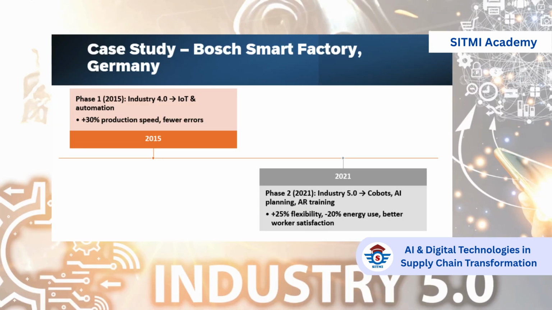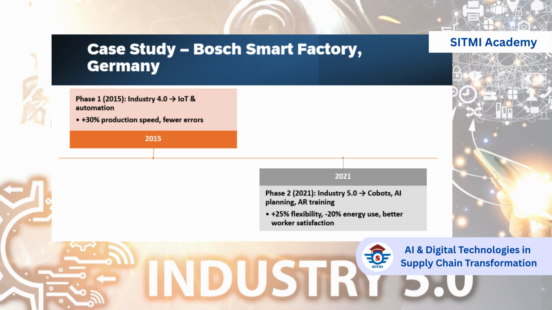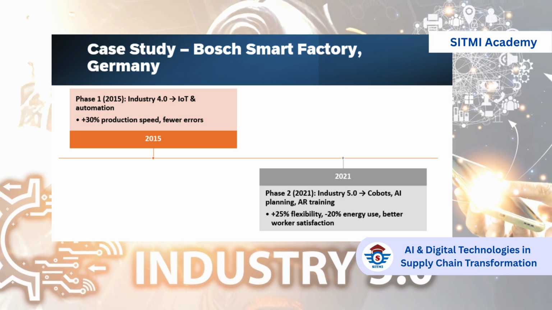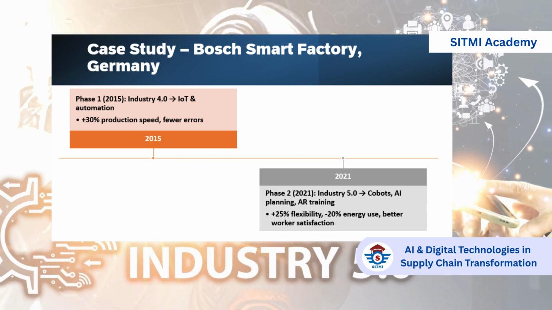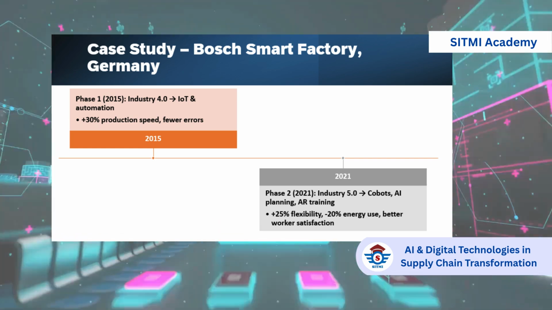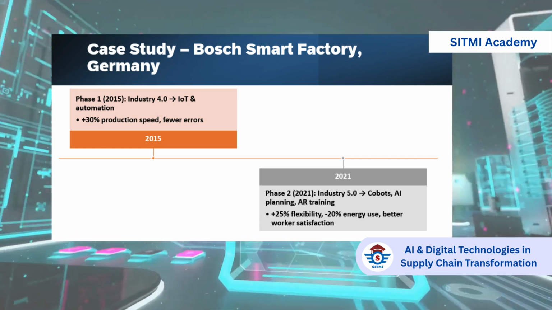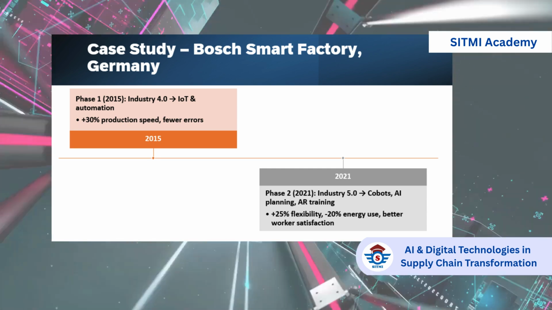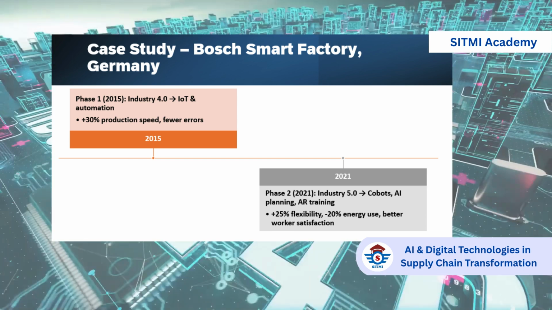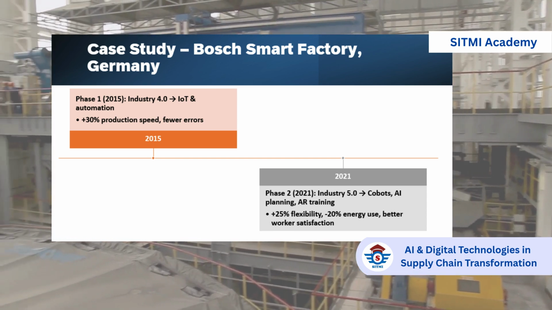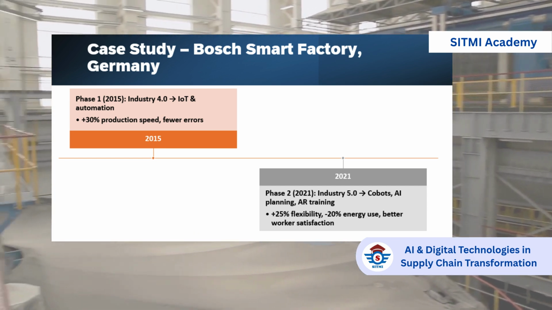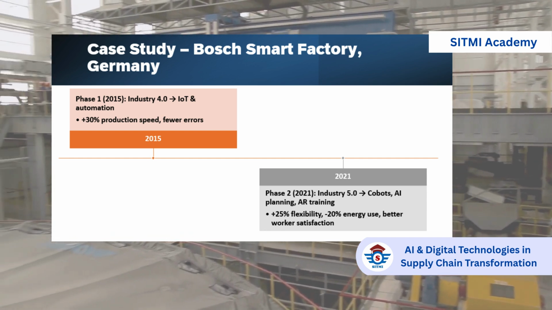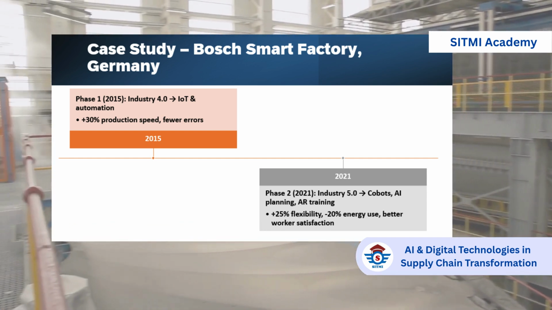A real-life case study demonstrating this transition is Bosch's smart factory in Germany. Initially, Bosch implemented Industry 4.0 technologies like automated assembly lines and IoT-enabled monitoring around 2015. This improved production speed and reduced errors by around 30%, but it lacked flexibility for customization and worker engagement. By 2021, Bosch started integrating Industry 5.0 principles, introducing collaborative robots, AI-assisted planning, and AR-based training.